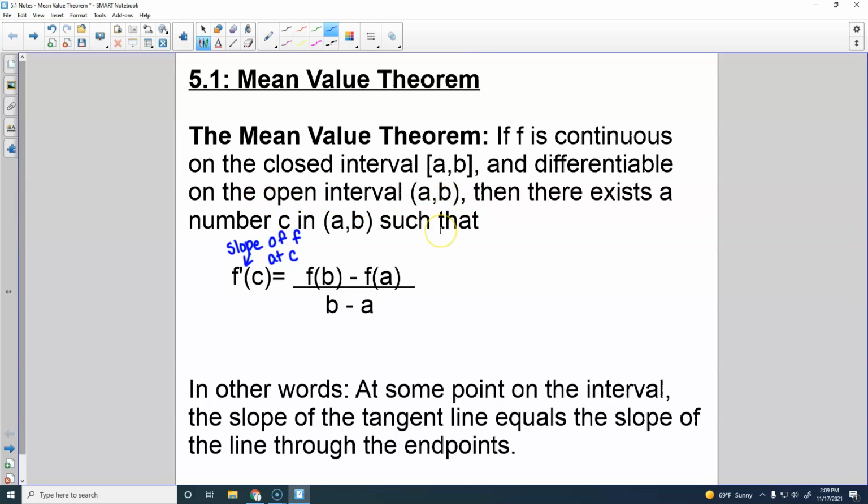Open does not include the endpoints. So you got parentheses there for a and b. Closed, right. So it's not terribly important here.